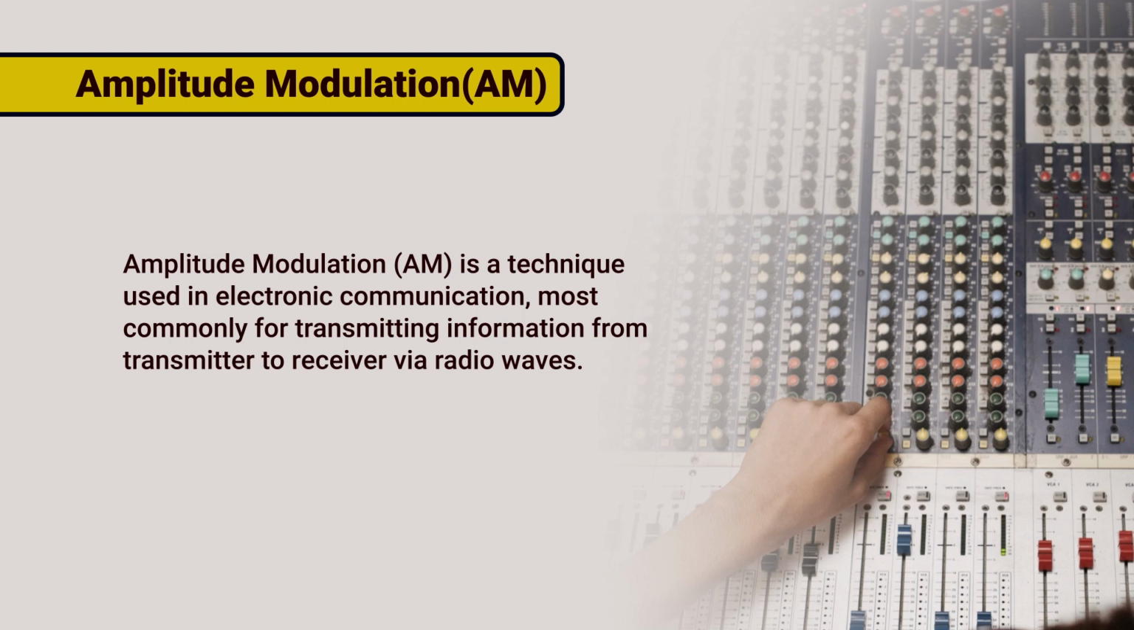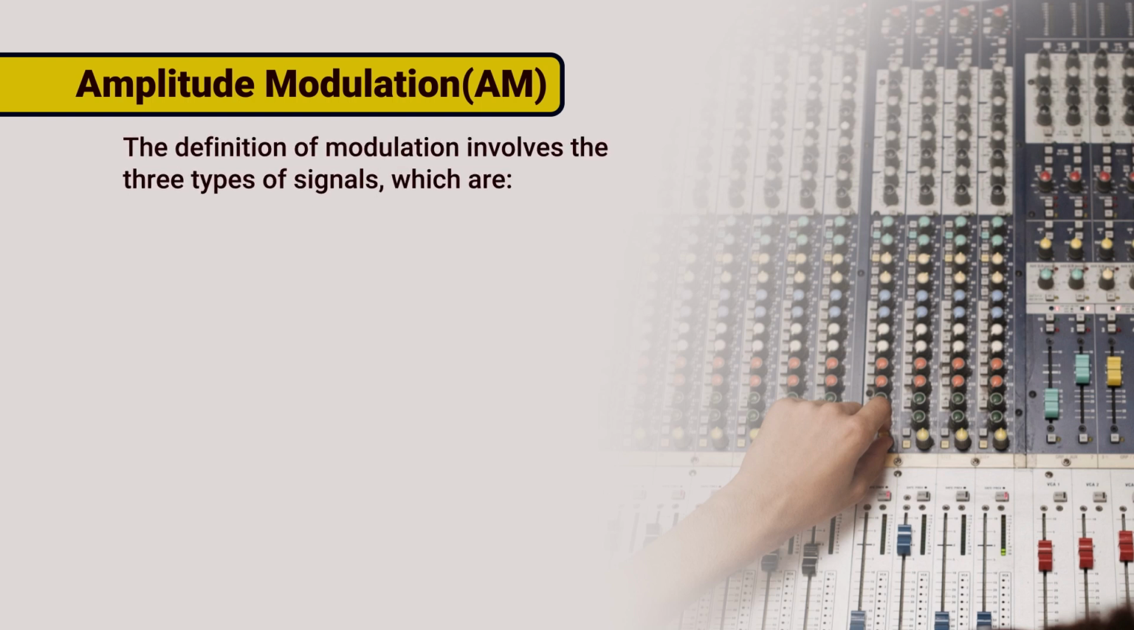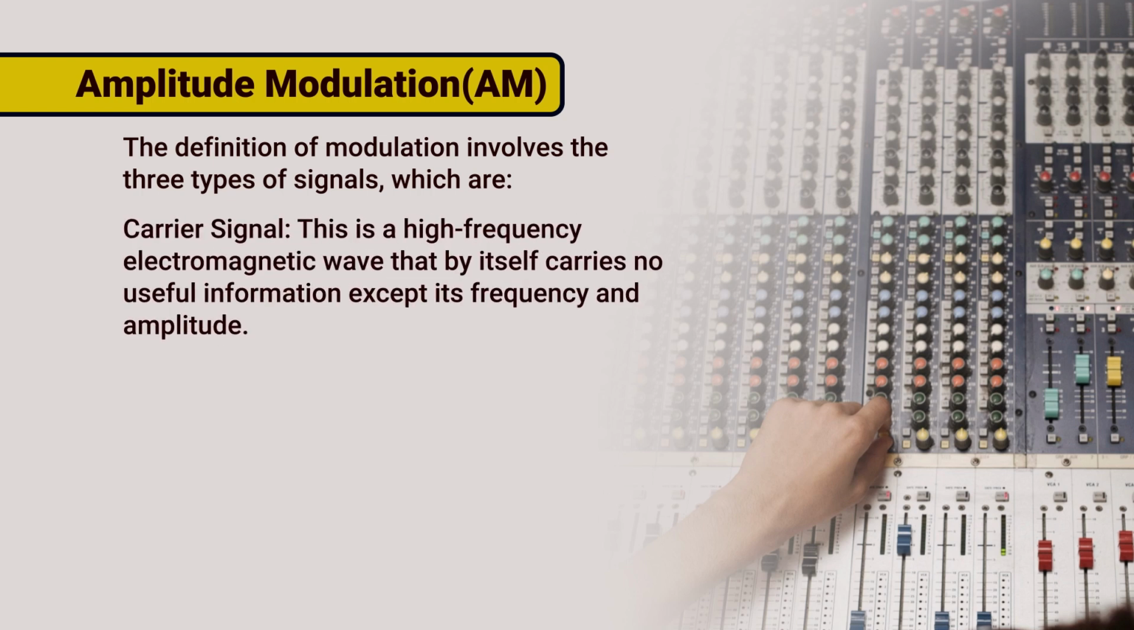Amplitude modulation, which is also called AM, is a technique used in electronic communication, most commonly for transmitting information from transmitter to receiver by radio waves. The definition of modulation involves three types of signals, which are carrier signal, message signal, and modulated signal. The carrier signal is a high frequency signal with constant amplitude, phase, and frequency, an electromagnetic wave that carries no useful information except its frequency and amplitude.